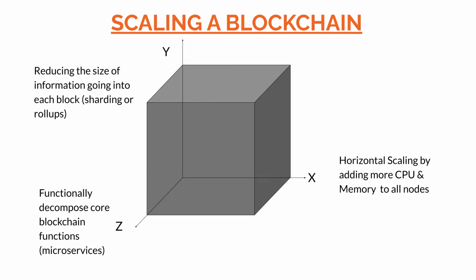On the y-axis, we look at scaling a blockchain by reducing the size of the information going to each block. Typically, you see this as layer 2s, where a lot of the transactions occur on layer 2, and they're only settled on the layer 1 blockchain. Lastly, if you want to actually make a blockchain perform better, you can functionally decompose the blockchain into its core functions, and this is what essentially microservices does.